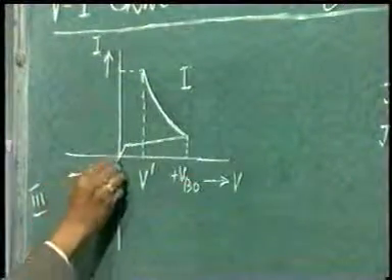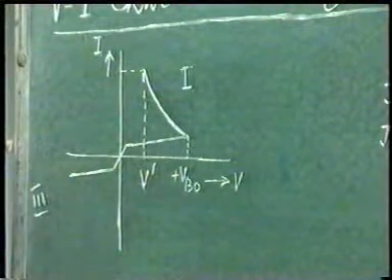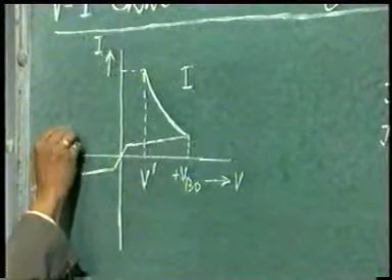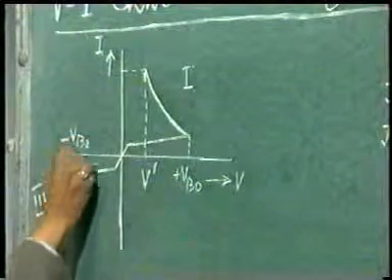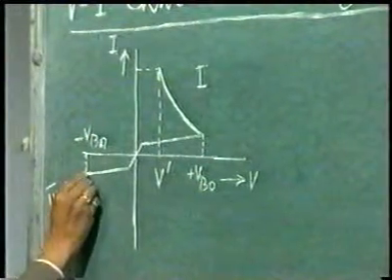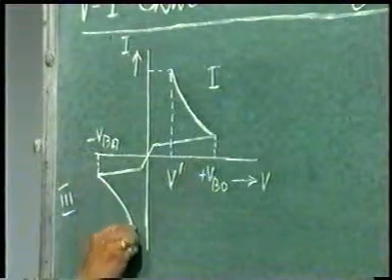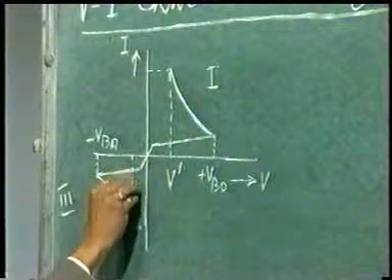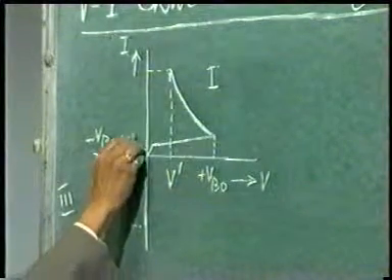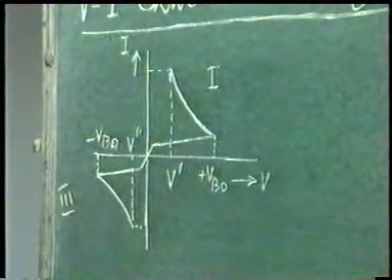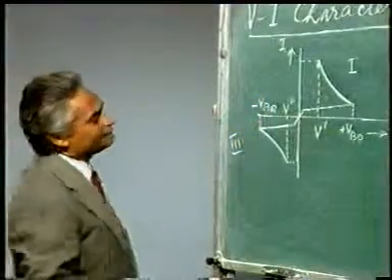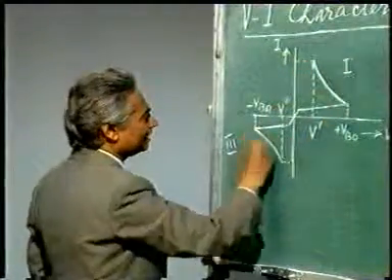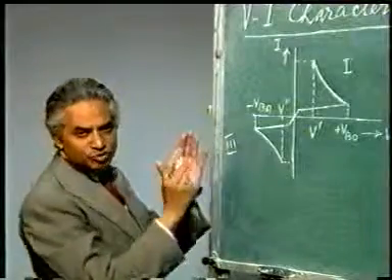Here also from this point to this point there is a very small amount of current, and suddenly at this point, which is known as, of course, minus VBO, the current starts flowing heavily, and at this point the current is very high, but correspondingly the voltage here, say V double dash, is very small. Now, if I compare the characteristics, you find that both the first quadrant and the third quadrant characteristics look alike and are absolutely the same.